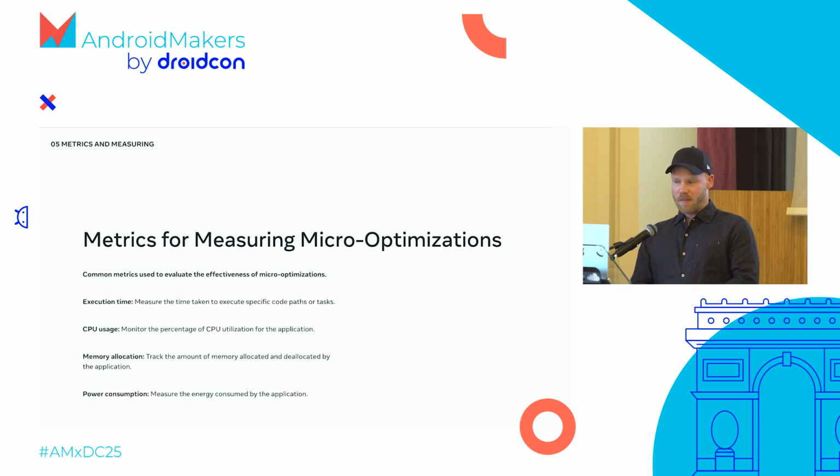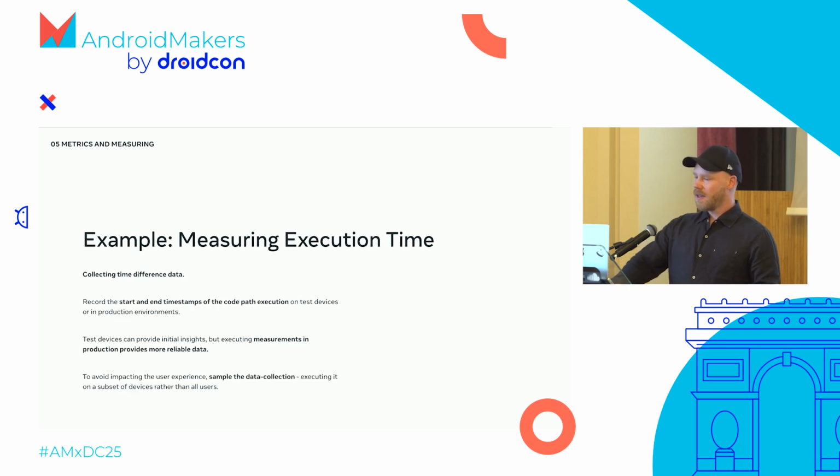So a couple of common metrics that we can use would be, like I mentioned, right, the execution time, CPU usage, memory allocation, and power consumption. Those would be common metrics for micro optimizations. And let's go into an example.